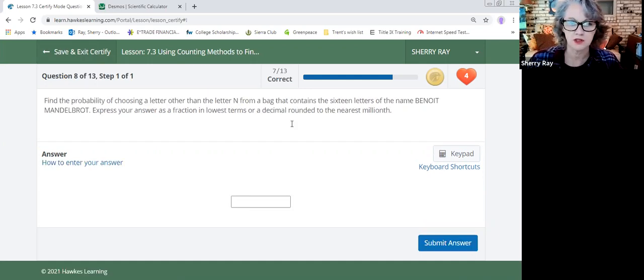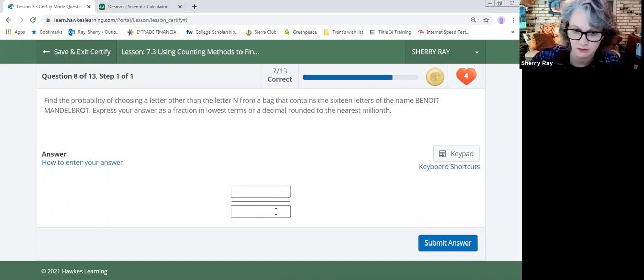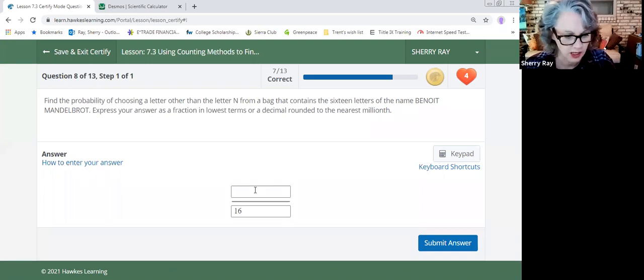So find the probability of choosing a letter other than N from the 16 letters in the name Benoit Mandelbrot. Anyway, let's count. We have 16 letters, so I know I'm going to have to divide by 16. If it's not an N, then I'm going to see how many N's I have and subtract that from 16. It looks like I have 2 that are N's, so that would leave me with 14 that are not N's. Now, if I try to submit that, it's not going to like this because my fraction is not simplified.